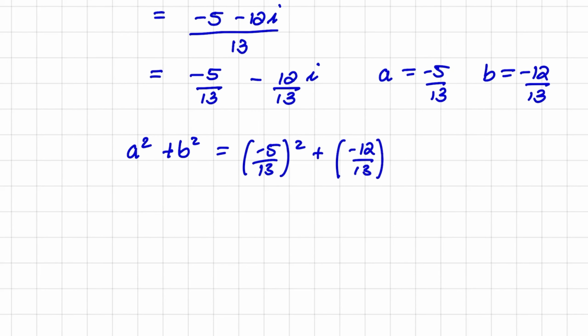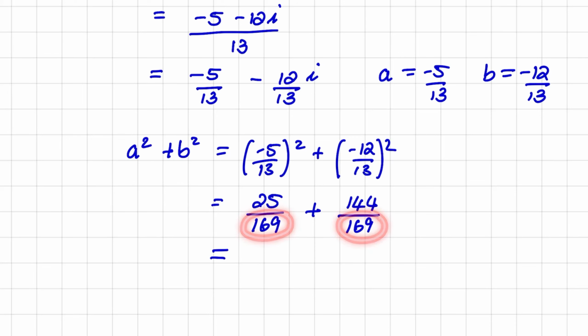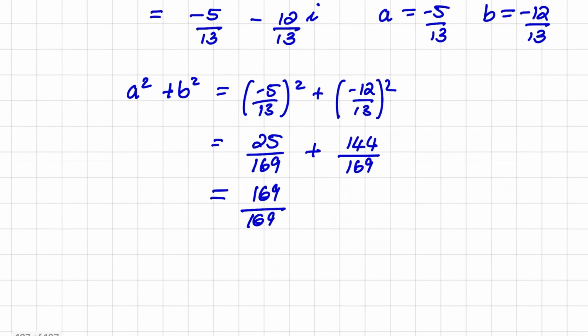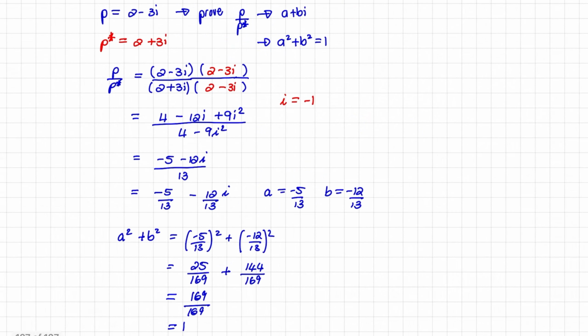So a squared plus b squared would be negative 5 over 13 squared plus negative 12 over 13 squared, where negative 5 squared is 25 over 169 plus negative 12 squared, which is 144 over 169. And now I notice that the denominators are the same, so I can add numerators together, and that is equal to 169 over 169, which is 1. So now we have completed our proof.